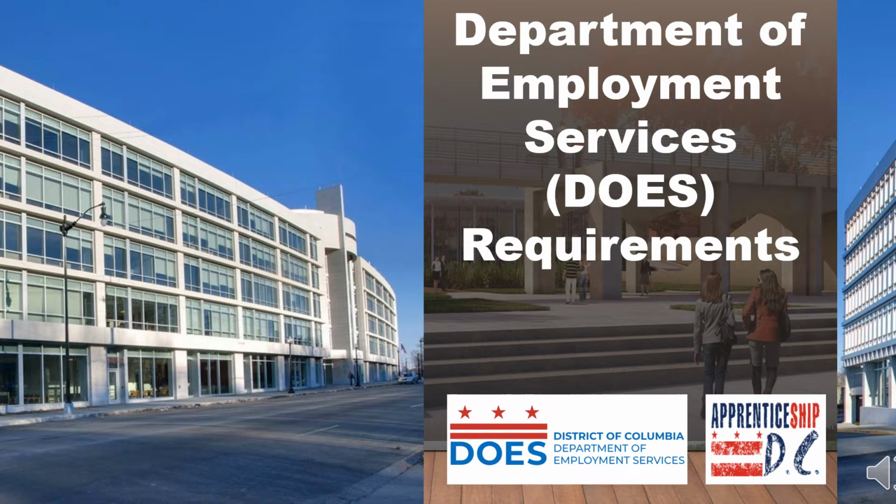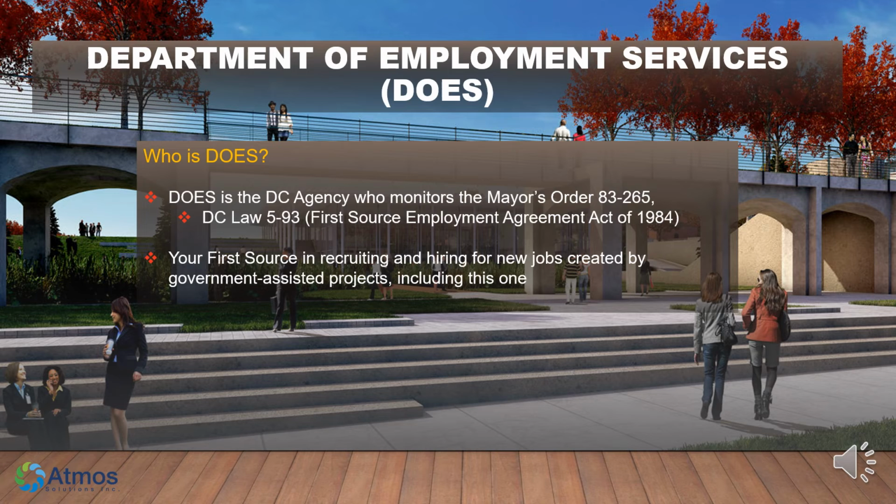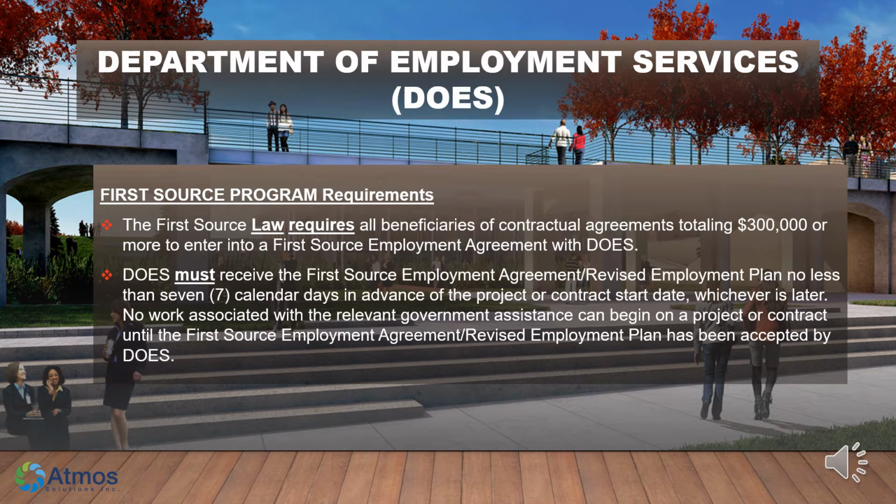Next, I will provide an overview of the Department of Employment Services, or DOES. DOES is the district agency that monitors the First Source Employment Agreement Act, which was enacted in 1984. DOES is also your first source in recruiting and hiring for new jobs created by government-assisted projects like this one. As previously mentioned, DOES monitors the First Source Employment Agreement.